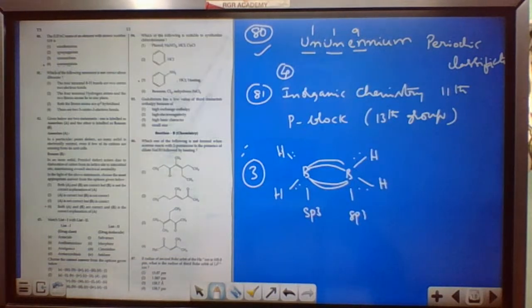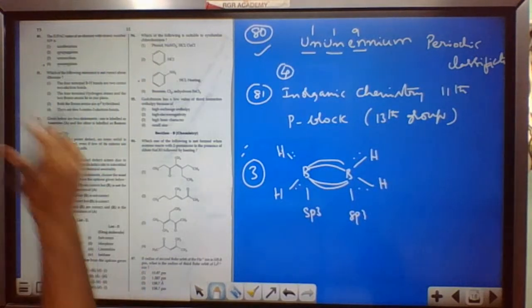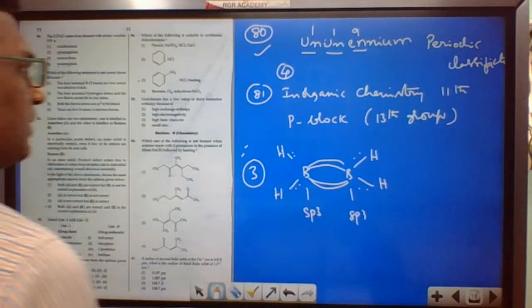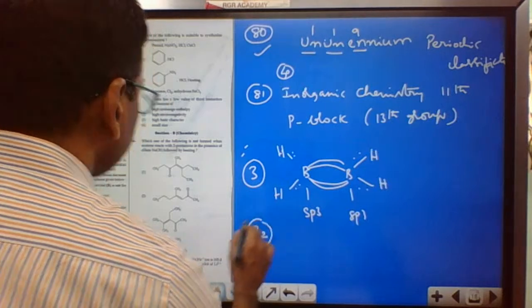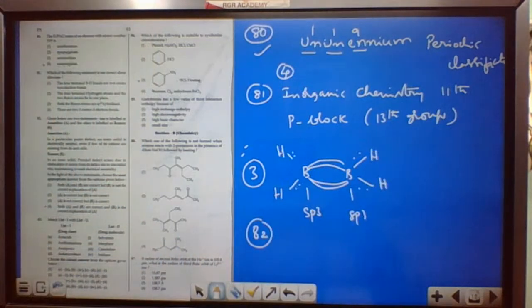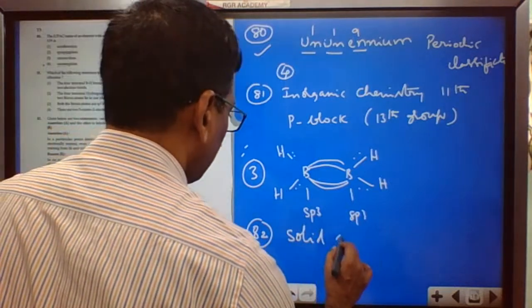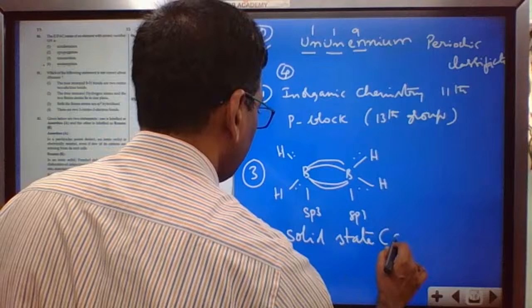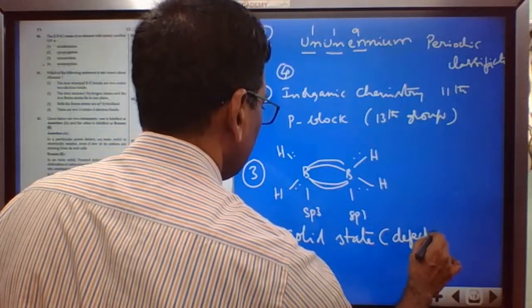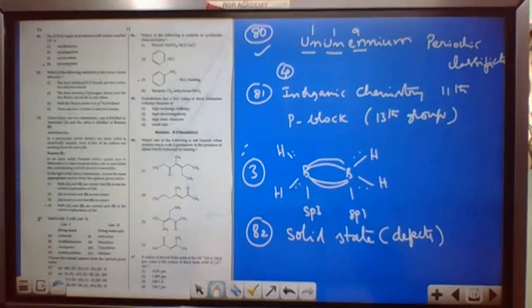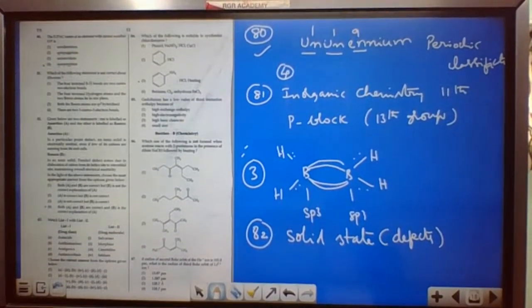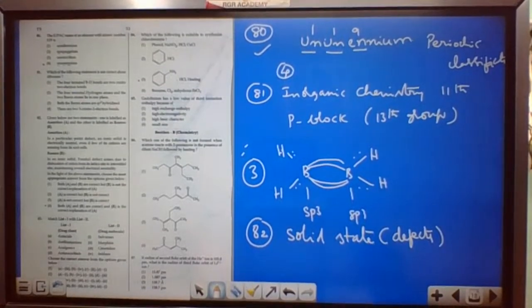Next, coming to 82. This is again a statement question. Majority they gave statement questions. Given below are 2 statements, one is assertion, the other one is reason. This is given from solid state, from the defects. You know, there are 3 types of point defects: stoichiometric, non-stoichiometric, and impurity defects. So they gave this question on the stoichiometric defects.